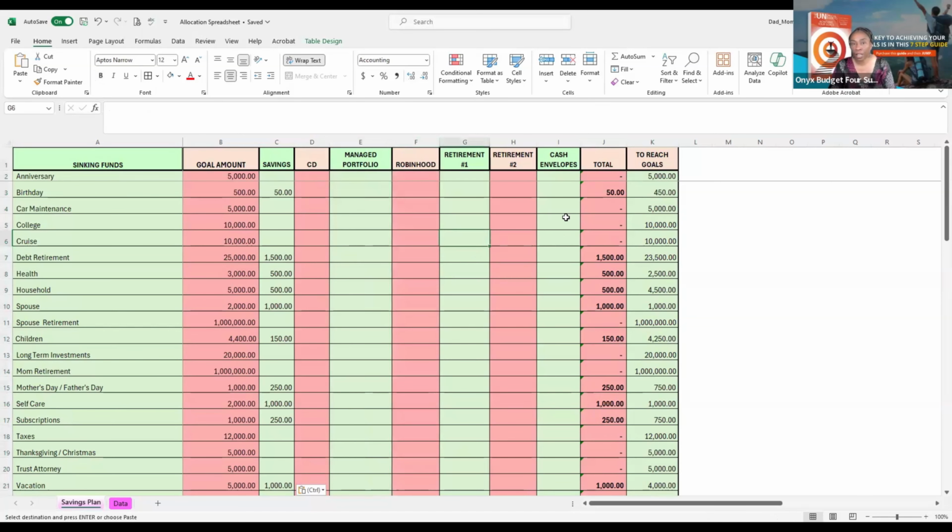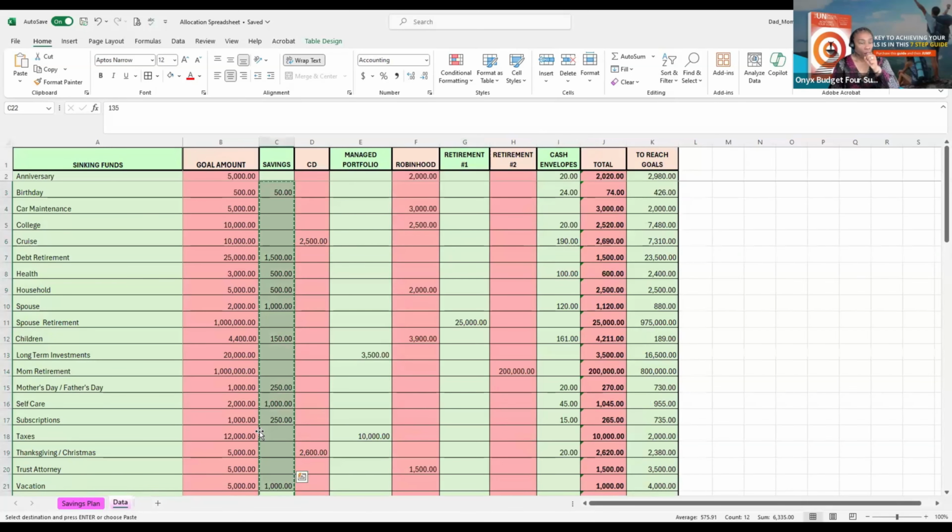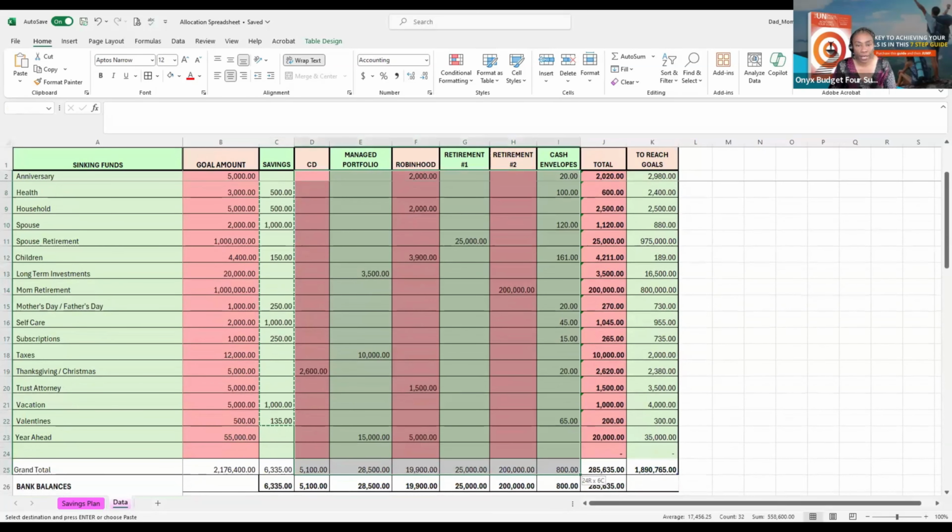Obviously, retirement is very long term, and your cash envelopes are for near term, the next 30 days, 60 days that you need to spend the money. So that's how you can decide how much goes in those different categories. When will you need the money? So I'm just going to copy all of the amounts here.